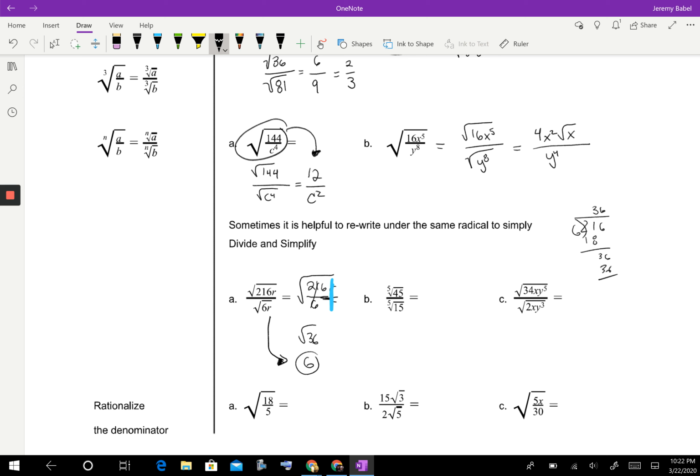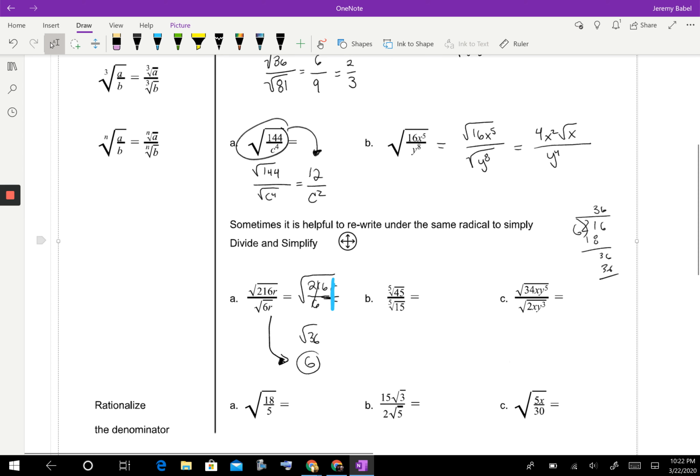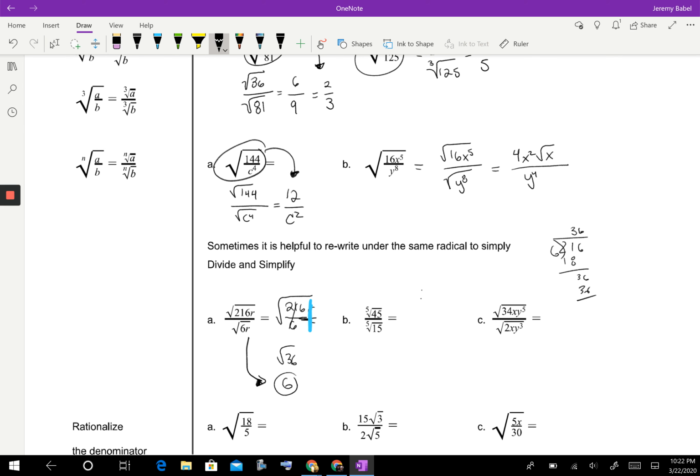This also works if we're talking about fifth roots. So we could write this as the fifth root of 45 over 15. And 45 divided by 15 is 3. So the whole thing simplifies not to 3, but to the fifth root of 3. And again, with square roots, we would have this whole thing as just the square root of 34xy to the fifth over 2xy cubed.